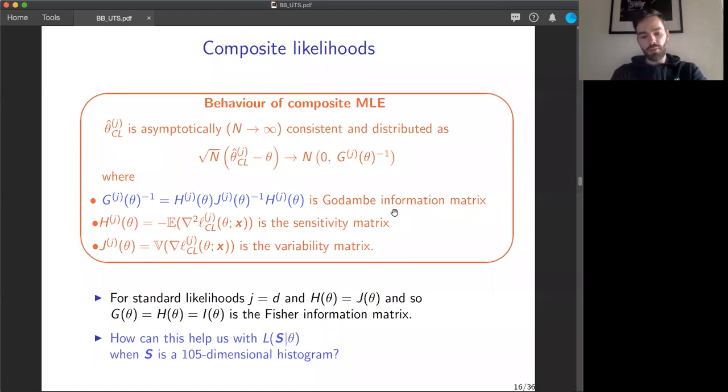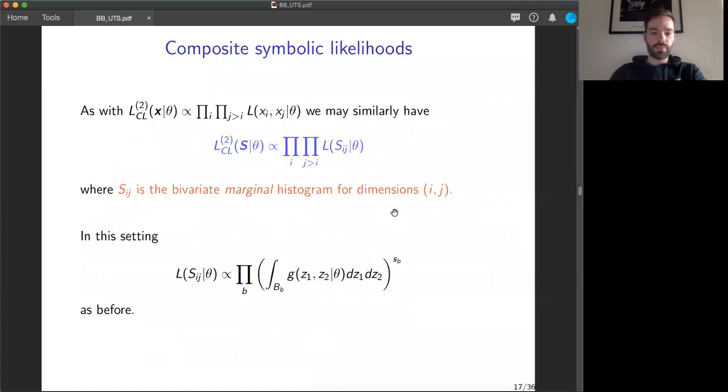So really the question that we're asking here is, can we use this kind of construction to help us work with, or instead of, a 105 dimensional histogram? So the answer is yes. That's why I'm giving this presentation today. So what we can do, we can define it exactly in the same way.